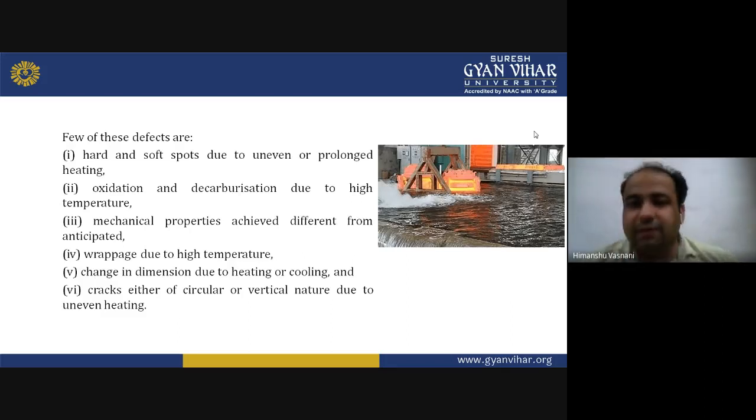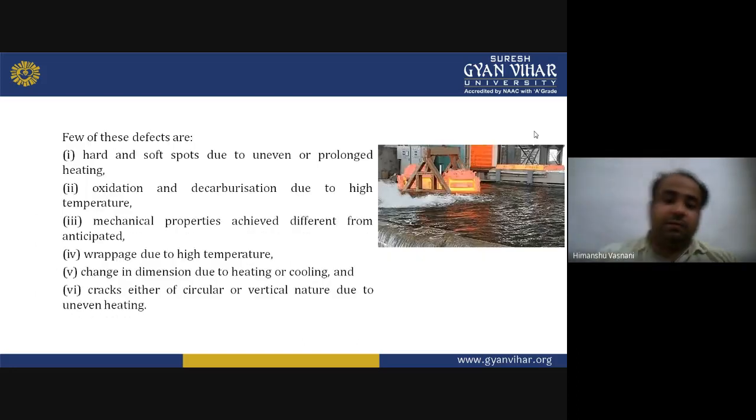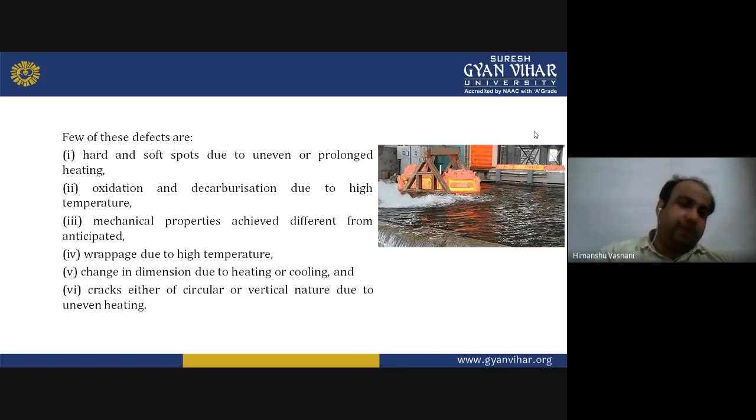Here also you can see on the right hand side how they are doing the quenching process. The workpiece is so large in size that it is carefully put inside the quenching medium. A few of the defects are hard and soft spots due to uneven and prolonged heating, hard and soft spots on the surface. In the diagram, the parts are a little bit smaller and the bigger parts are here in the image, which will give you a better idea of quenching.